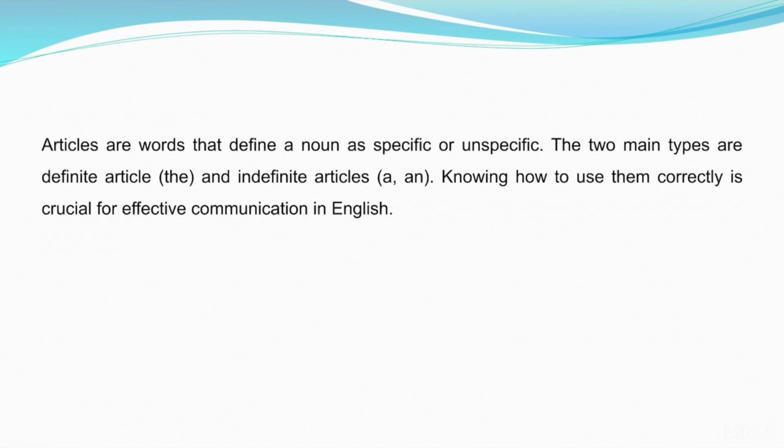Articles are words that define a noun as specific or unspecific. The two main types are definite article, that is the, and indefinite articles, a and an. Knowing how to use them correctly is crucial for effective communication in English.